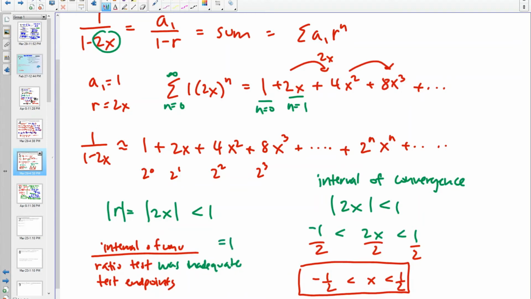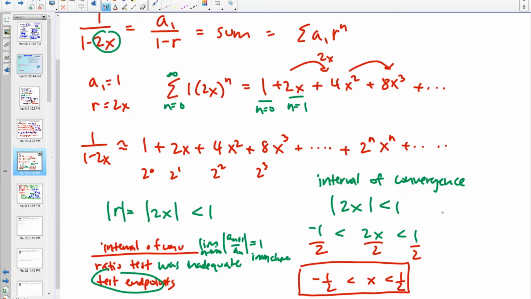And do you remember on the ratio test, if the limit as n goes to infinity of a sub n plus 1 over a sub n was equal to 1, this was inconclusive. So that's why you had to test your endpoints. But guys, this over here is a geometric series test. And if you go look at the back page of your formula sheet, the geometric series test does not have anything where if it's equal to 1, you're inconclusive.